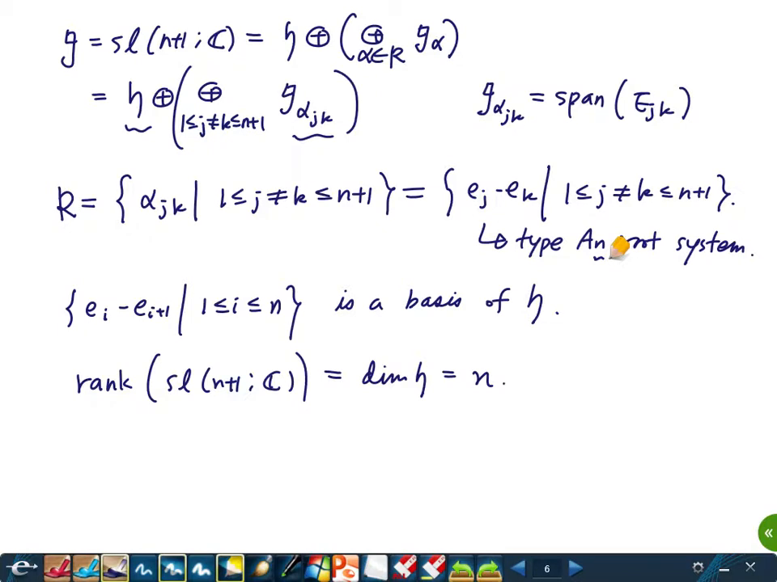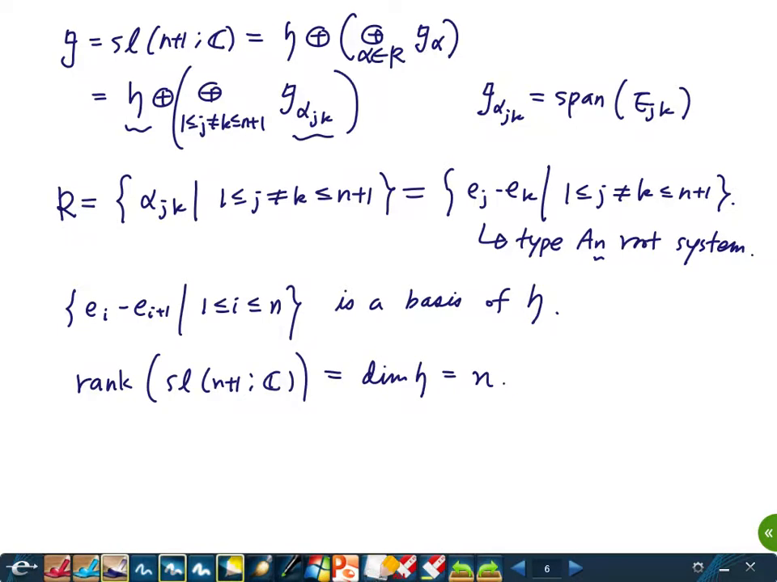We will be even happier because we can find the Weyl group. We can find a complete description of the Weyl group, which is very nice. So to do that, let's look at some geometry of these roots.